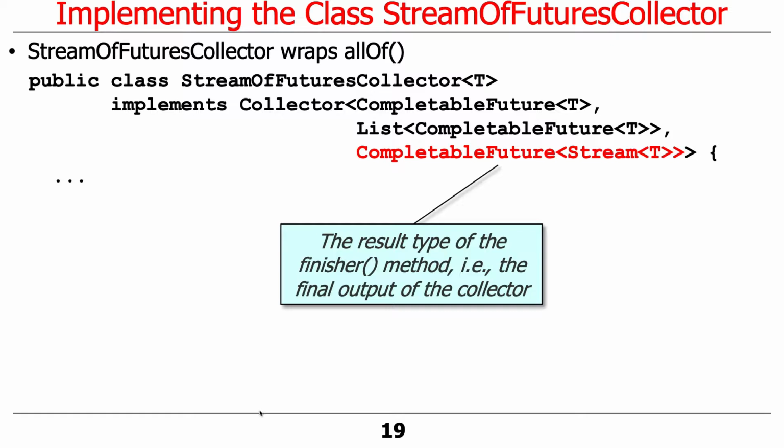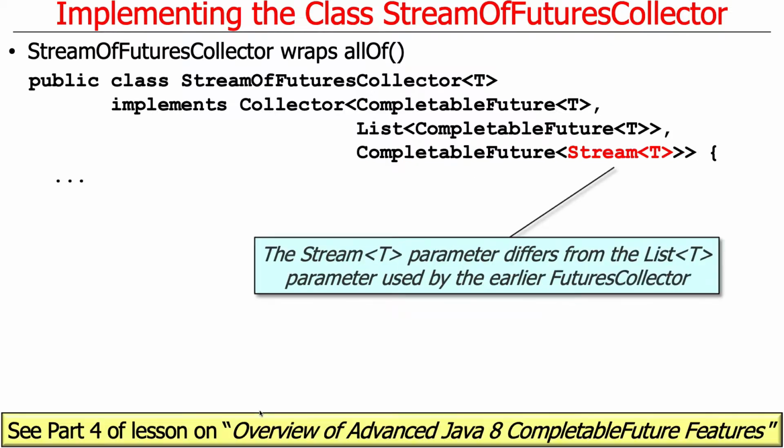This is a little different from what we had before. The previous example, the earlier futures collector, had a list of T here, not a stream of T. So that's the main way it differs. So before we had a list of T, now we have a stream of T. I could have used list of T, but then I would have had to convert the result into a stream for subsequent processing.